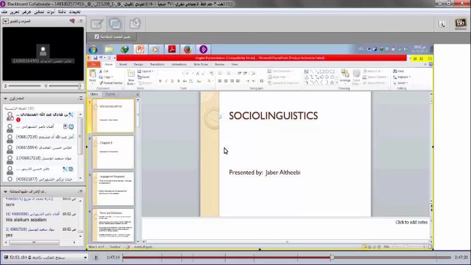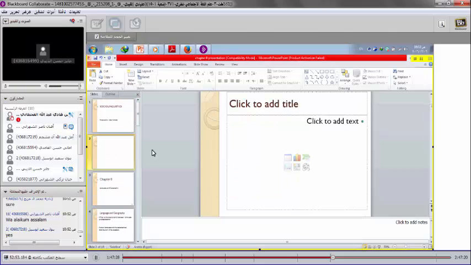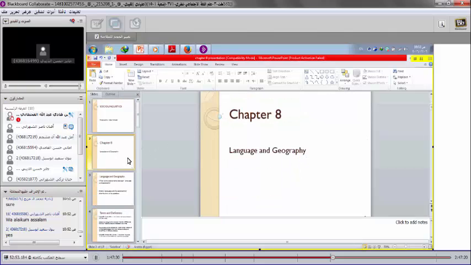Peter Treadwell attempts to explore the different factors that affect the language. He starts with social class, ethnic group, sex, context, social interaction, nation, and today, inshallah, we are going to explore the eighth one, which is language and geography.